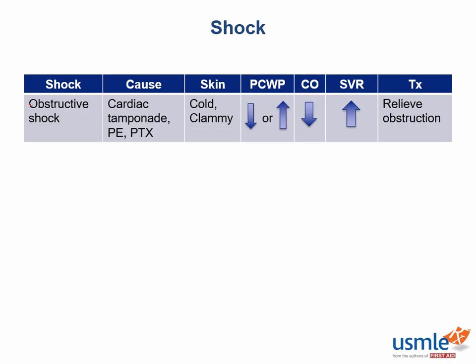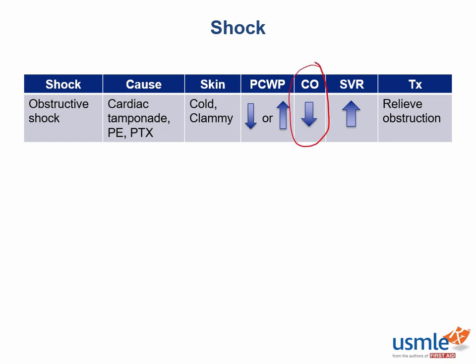Alright, next up we have obstructive shock. Now, obstructive shock is secondary to an extrinsic factor, such as blood compressing the cardiac chambers in cardiac tamponade, or in a massive pulmonary embolism, the clot preventing the right ventricle from pumping blood forward. So in obstructive shock, what do you think the cardiac output would be? There you go, it's going to be very low, because of the obstruction.